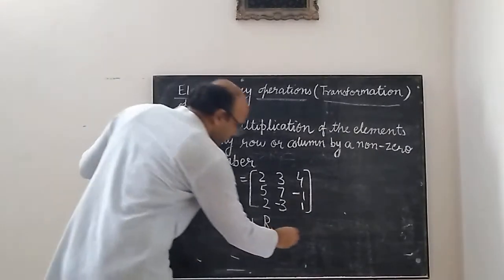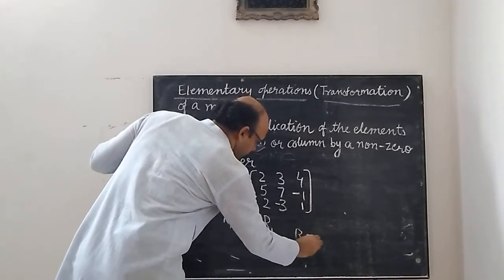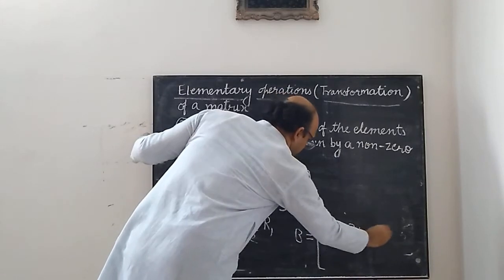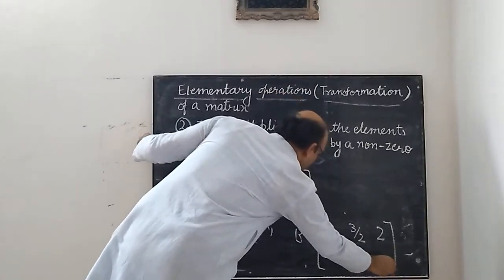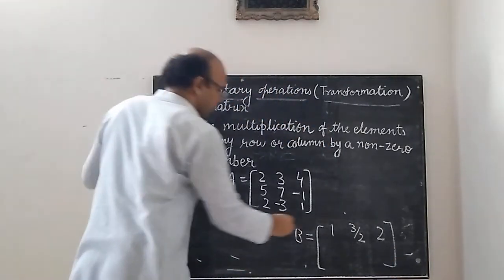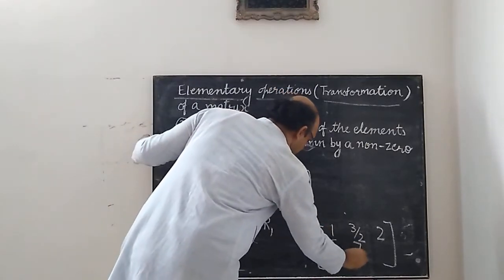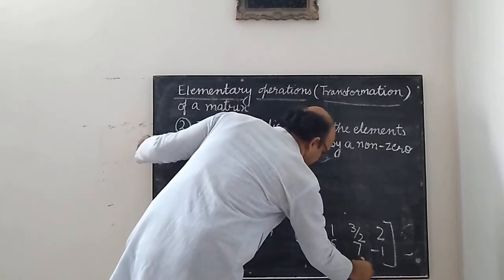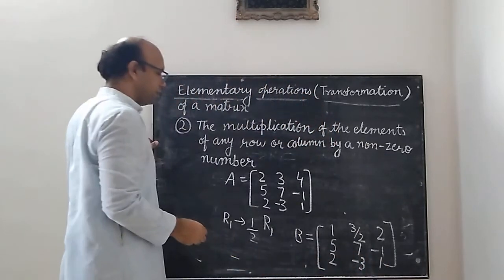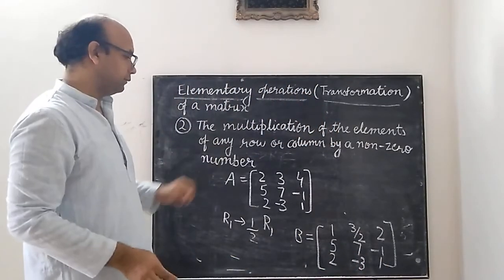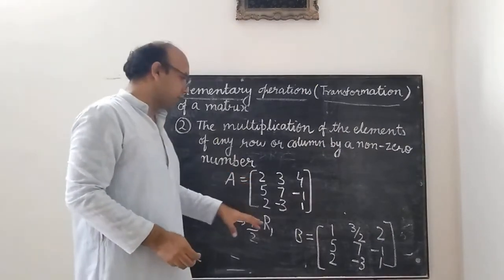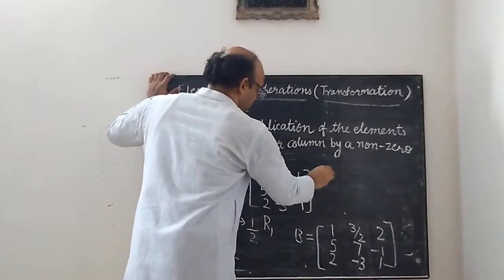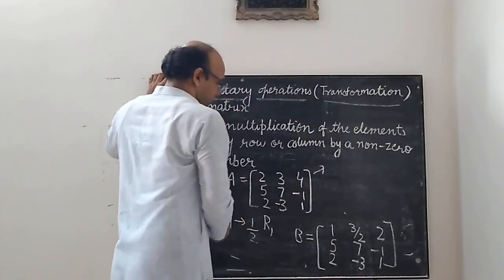On applying this operation, we get a new matrix, say D, and we get 1, 3 by 2 and 2. And the rest of the rows remain the same. We do not disturb those 2 rows and we keep them intact as they are. Okay, so this is the row operation. If you want to understand the column operation, you could perform it on this one or on that one.